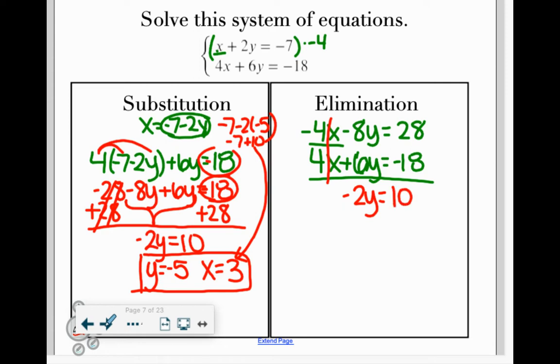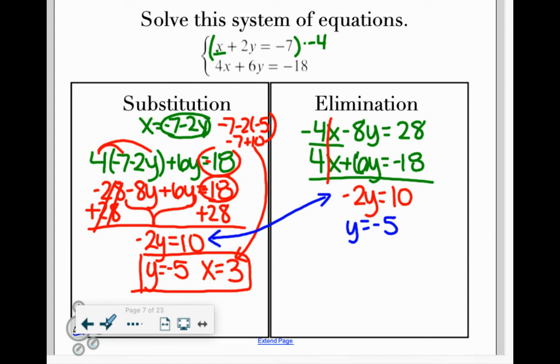Quick note, that's the same thing, guys. We got some of the same work going on because it's the same problem. I'm just showing you how to do it a different way. Then you divide by that negative 2 and you get y equals negative 5. That part of elimination is a little bit easier.